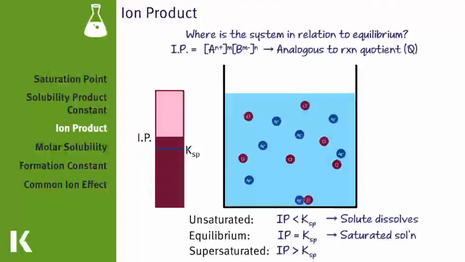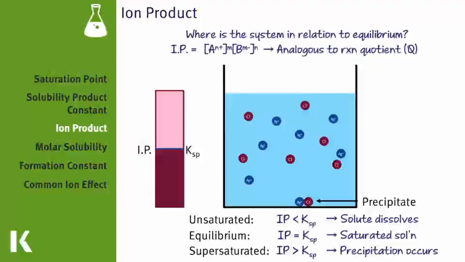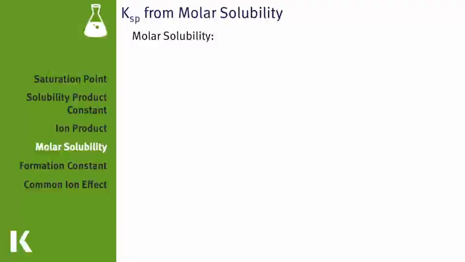And when precipitation occurs, there are fewer ions in solution, so the ion product can drop back down towards KSP. Systems are always trying to reach equilibrium. By forming a precipitate, a supersaturated solution is able to return towards a saturated state and no longer be in the unstable supersaturated state.